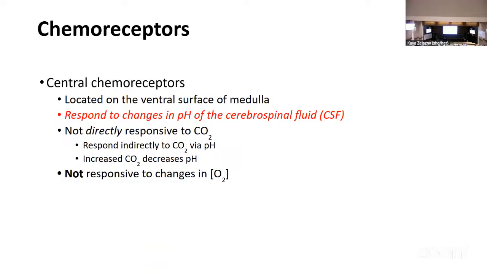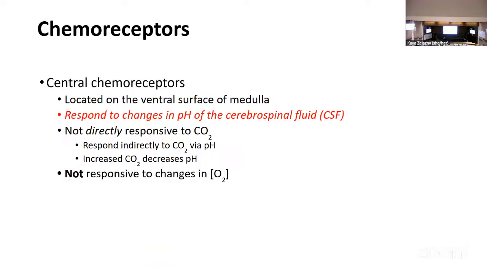Mostly, we're thinking about the ones in your neck, in the carotid body. The other place we have really important chemoreceptors is in the brainstem. So our central chemoreceptors are on the ventral surface of the medulla, so ventral, belly side. So kind of like here-ish, maybe. These chemoreceptors are responding exclusively to changes in pH of cerebrospinal fluid.